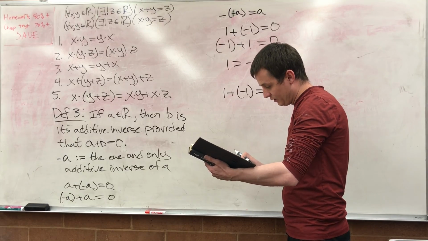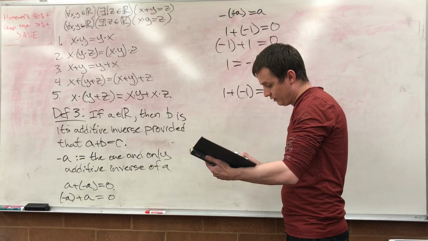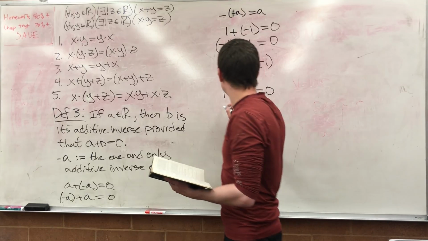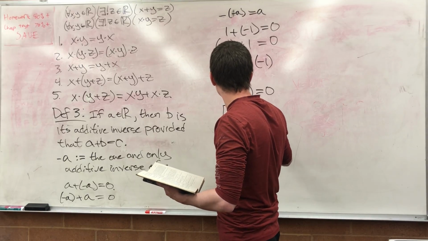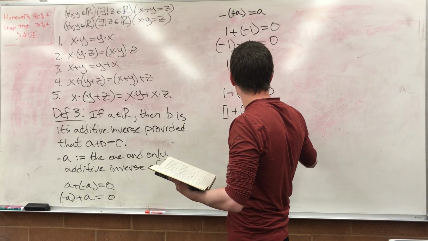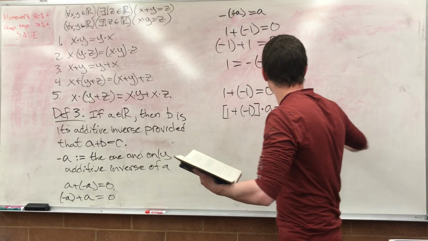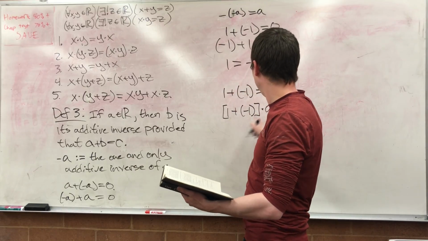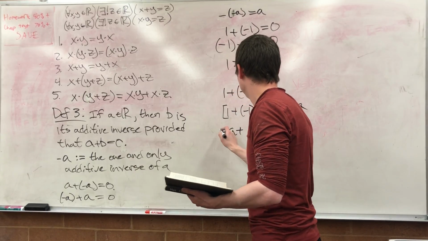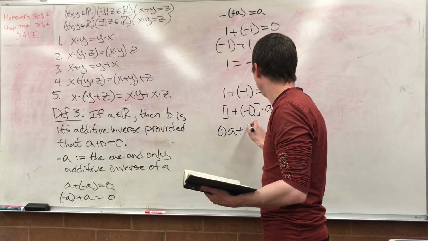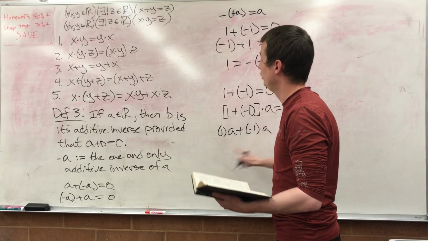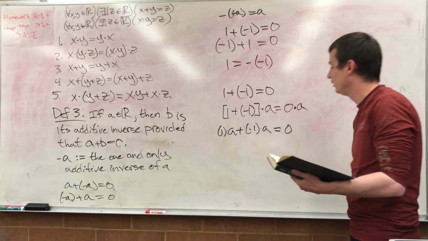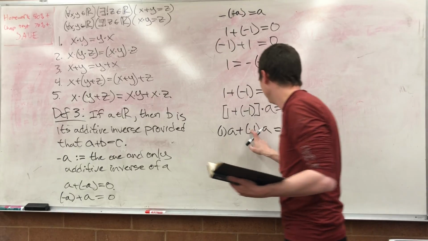Then multiply both sides by A. 1 plus negative 1 times A is equal to 0 times A. Distributing through, we get 1 times A, which is A, plus negative 1 times A, using axiom 5 here, is equal to A times 0, which we know to be just 0. Again, we proved that earlier already, but the author doesn't bother proving that.